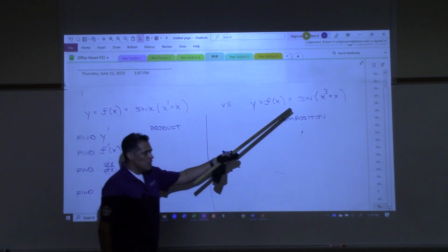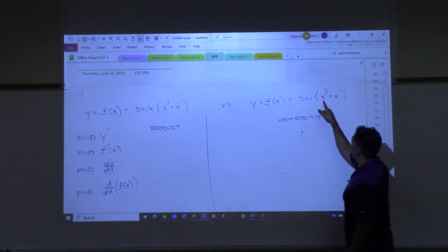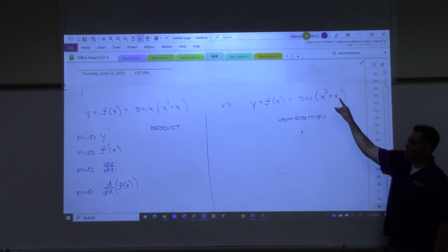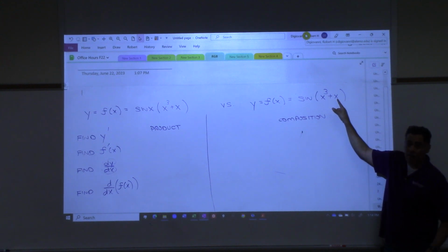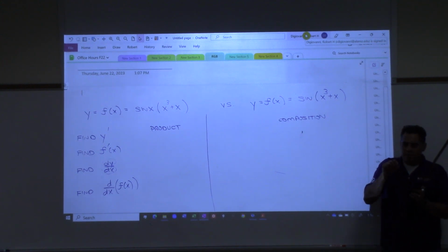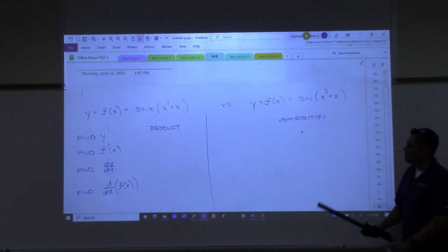Where here, if I told you to plug in 2, what you would do is plug in 2 here, and you would get 10: 2 cubed, 8, plus 2, 10. You get 10, and then on your calculator, do sine of 10. Never in there are you doing something times something. You're doing something inside of something else.